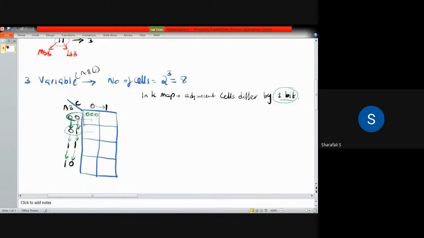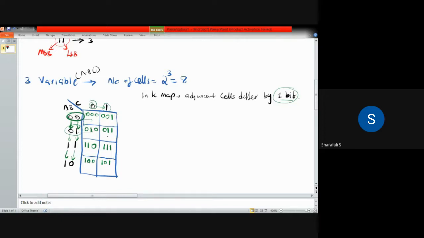So AB here is 0 and C is also 0, so ABC will be 0 0 0. In this case AB is again 0 0, but C is 1, so 0 0 1. Here AB is 0 1 and C is 0. Again AB is 0 1, C is 1. Here AB is 1 1, C is 0. Here AB is 1 1, C is also 1. And here we have 1 0 0 and 1 0 1.